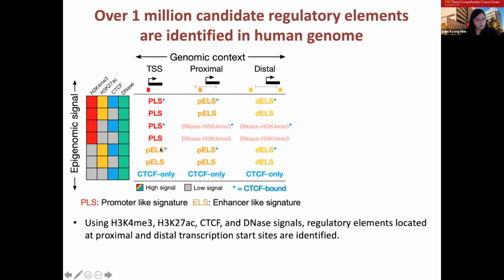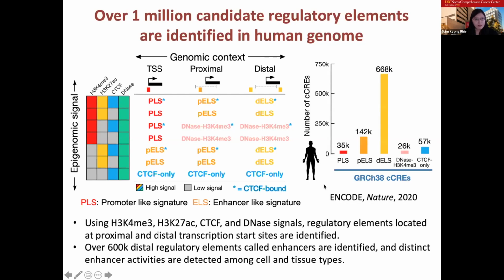So we were able to categorize those regions into promoter-like signature, enhancer-like signature, and regions that only have CTCF, and then we checked how many are found in the human genome. Interestingly, as you can see here, compared to promoter-like signature and CTCF-only regions, there were a lot more distal enhancer-like signatures. There were over 600,000 candidate regulatory elements that we categorized as enhancer-like signatures.